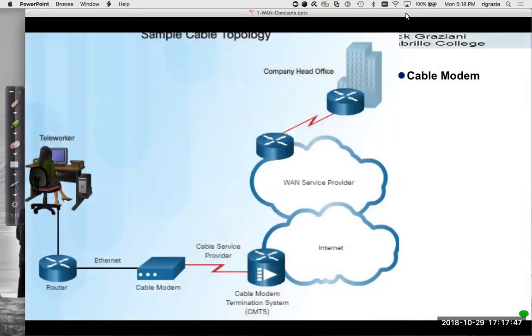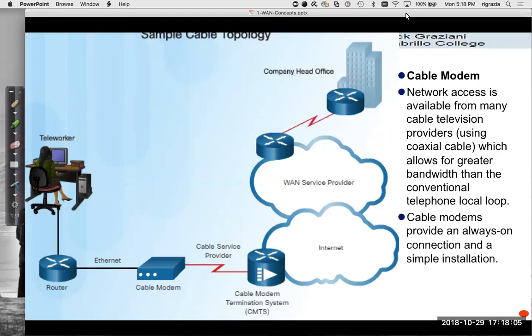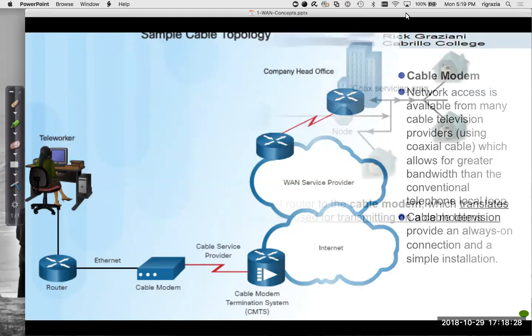Similar to DSL, another option is cable. This is using the same connection that we use for our cable television, typically over coax or in some places fiber optic. Again, it's an always-on connection similar to DSL. Usually higher bandwidth than what we find over DSL because cable uses coax or even fiber, where your typical DSL connection is a copper cable, the same copper cable that's used for your telephone connection.